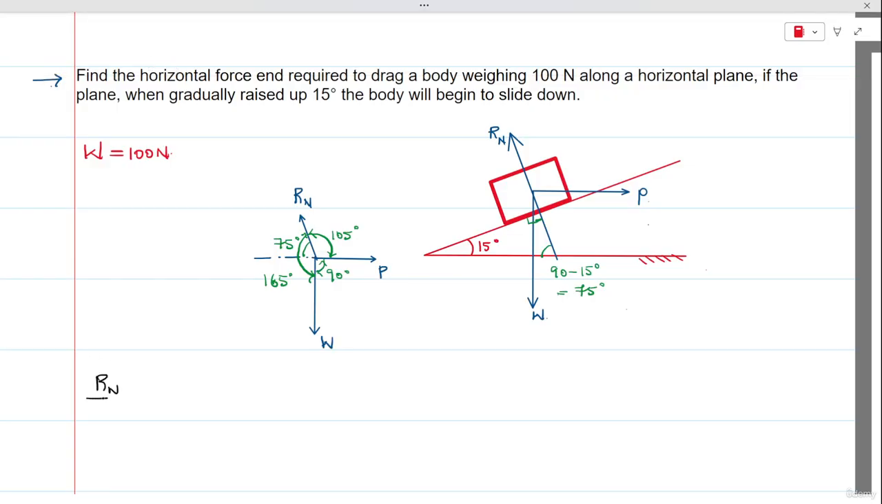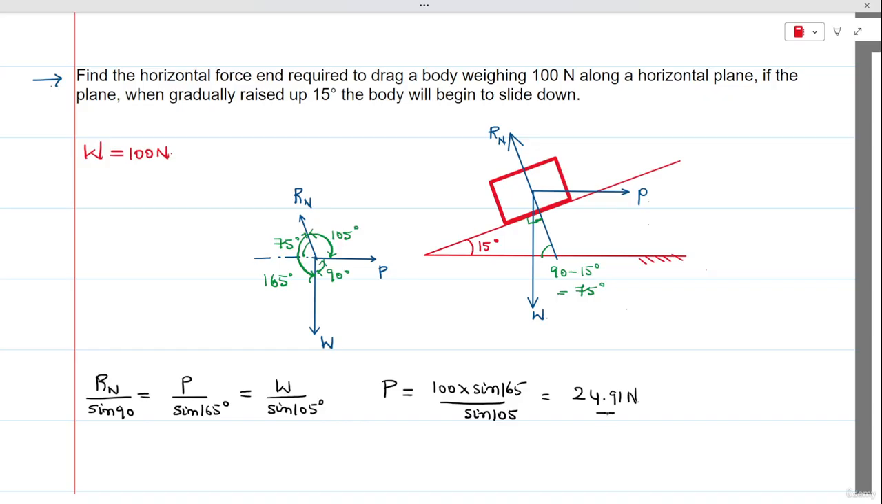So Rn divided by sine of 90 is equal to P by sine of the angle which is opposite to P, which is 165, and W by sine of the angle which is opposite to W, which is 105. So P is equal to W, which is 100, into sine 165 divided by sine 105. So upon calculation, we would be getting the value of P as 24.91 newtons.